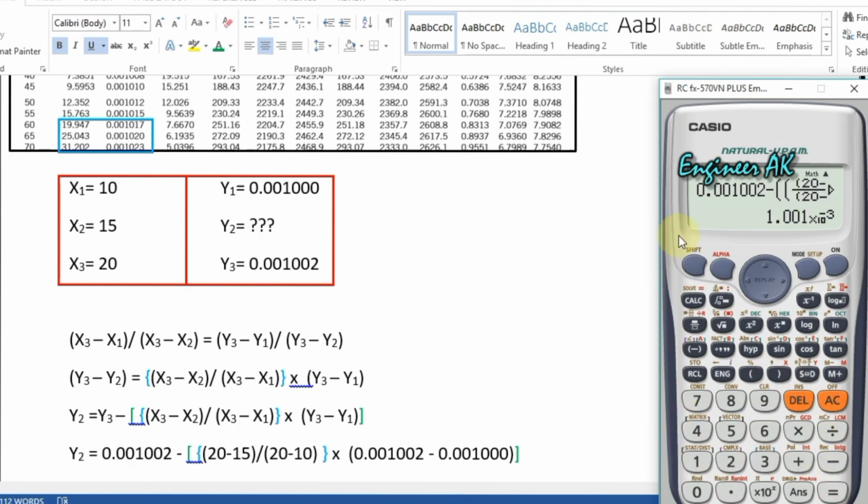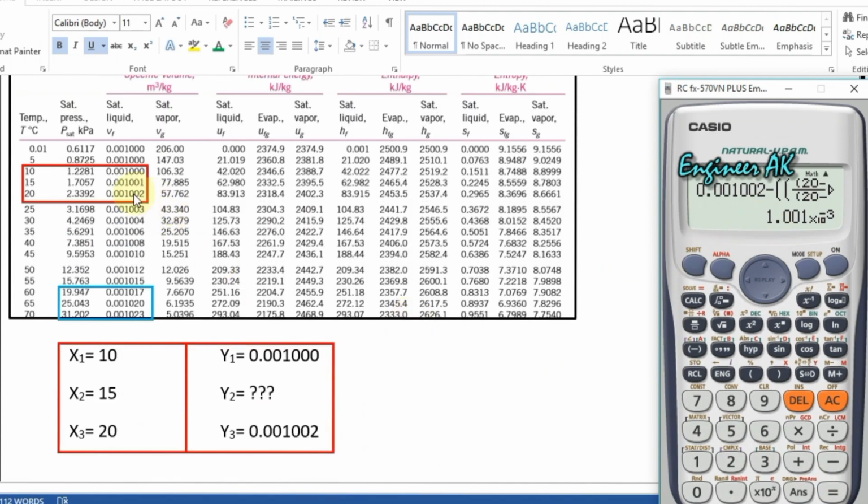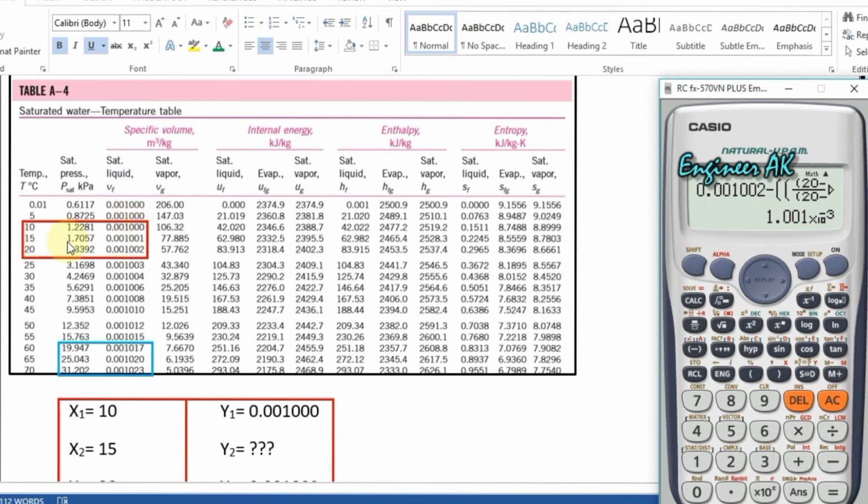So let's see. We get 1.001 times 10 to the power minus 3, or we can say 0.001001. Here we can see that at 15 we are getting 0.001001. If we write this in decimals, to eliminate the 10 to the power minus 3, we are getting the same answer.